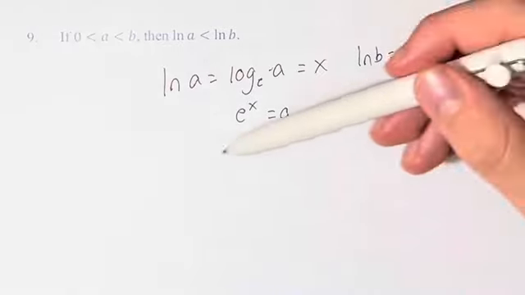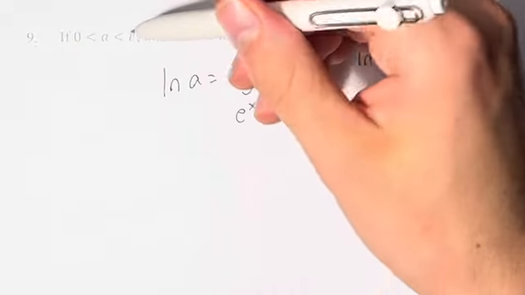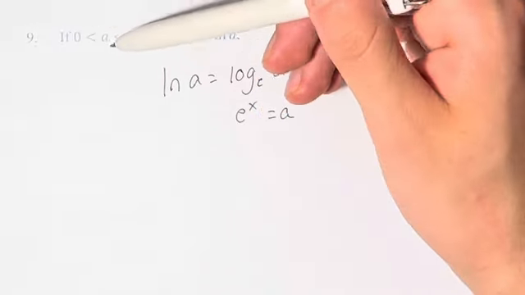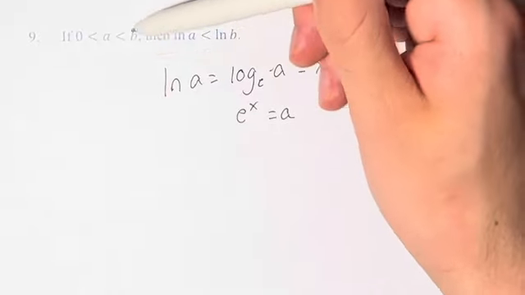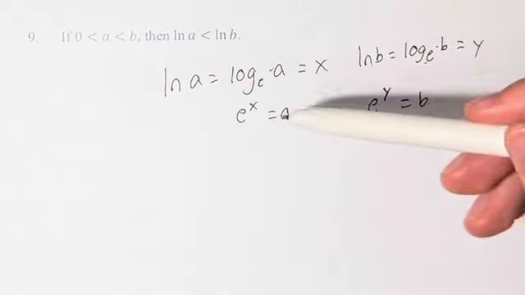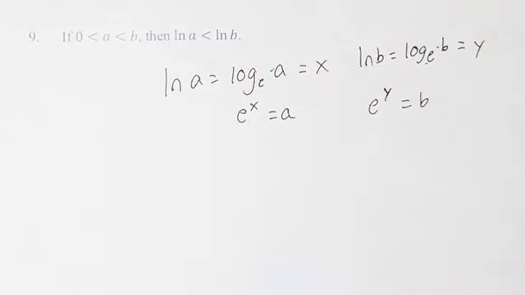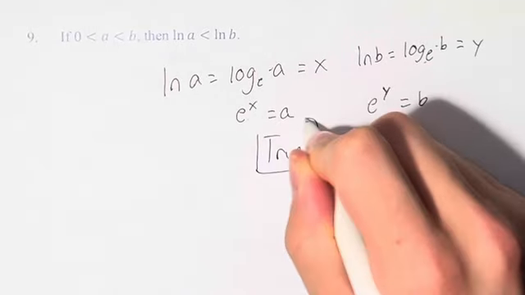And as such, by looking at this relationship, we can see that yes, if 0 is less than a is less than b, right? If basically a is less than b, the 0 is there for domain restrictions. If a is less than b, then the natural log of a is less than the natural log of b because of how they relate to these exponentials. Therefore, the statement is true.